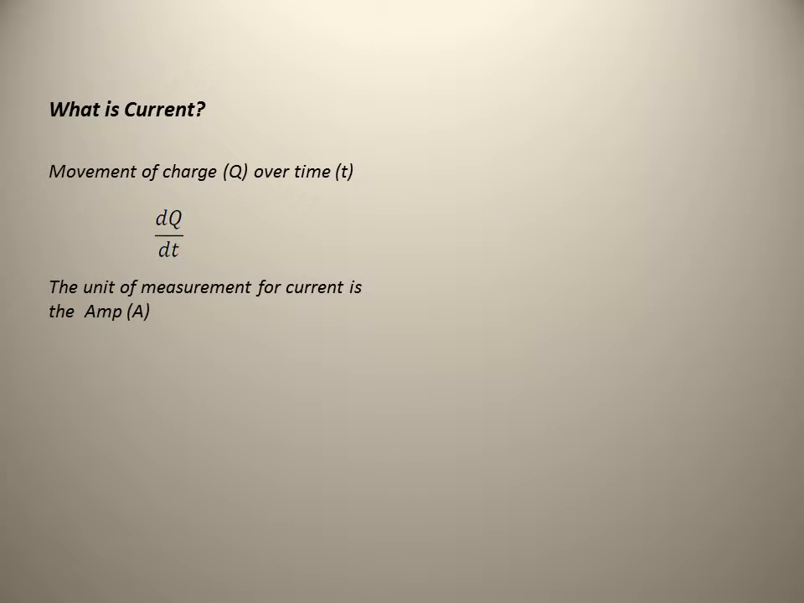Firstly, we're going to explain current. Current is the movement of charge over time. The unit of measurement for current is the amp.